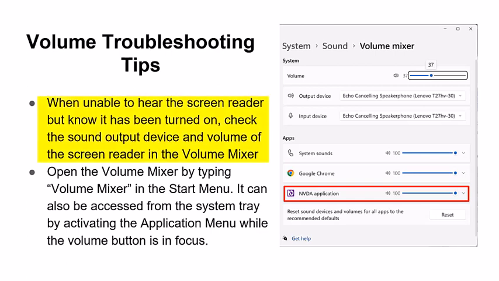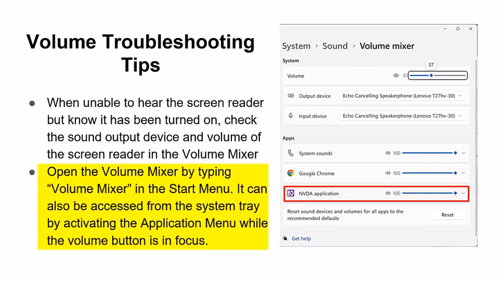One of the big ones that we see a lot is volume. When you can't hear the screen reader, but you know it's there and you know it's turned on, the first thing you need to do is check the sound output and the volume of the screen reader in the volume mixer. There are other ways to do this, but I kind of like the volume mixer. So what you can do is press the start menu and type volume mixer. It can also be accessed from the system tray by activating the application menu while the volume button is in focus.